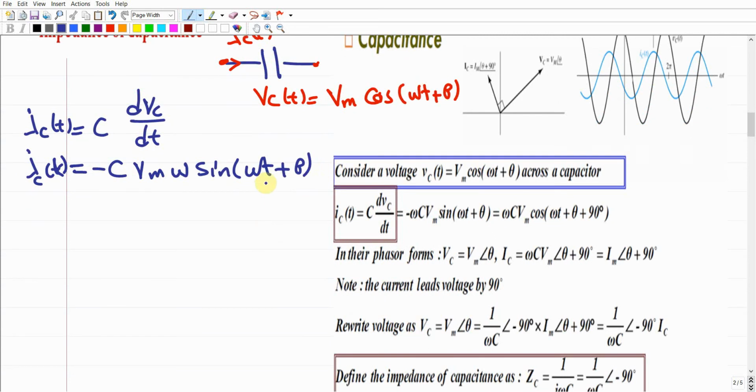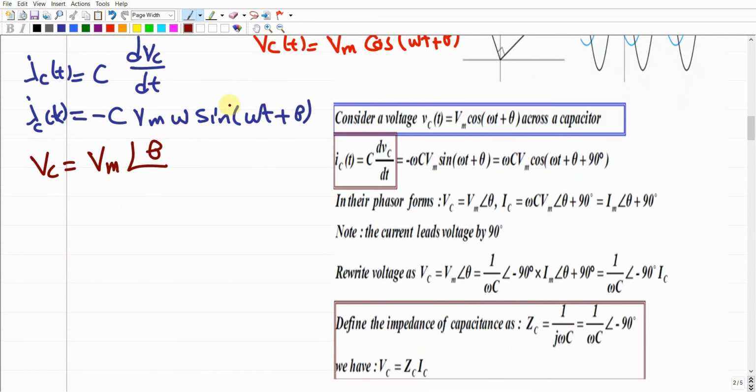If this is the current and this is the voltage, and we decide for some reason to convert them into phasors, what is the phasor form of Vc of t? It won't be a function of t, it will be in the frequency domain. This is the phasor form: Vm, and the angle is definitely theta. Very simple. But how about the current? This is already in sine, so it should be converted to cosine. To convert to cosine, you should have negative 90 here. So the current IC will not be a function of time. This is the phasor form, and its magnitude value will be negative.